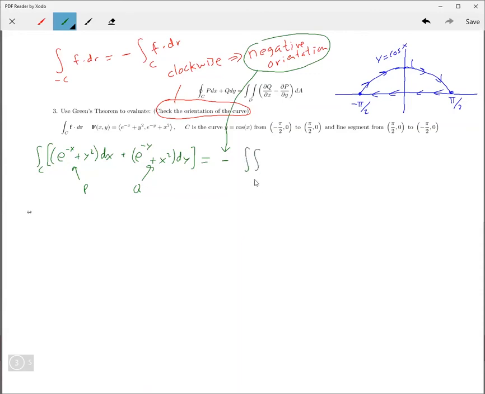Apply Green's theorem. We're going to integrate over this region right here, dQ/dx minus dP/dy. What's the partial of Q with respect to x? There's Q. The partial of this with respect to x is just 2x. And minus the partial of this with respect to y, which is 2y.